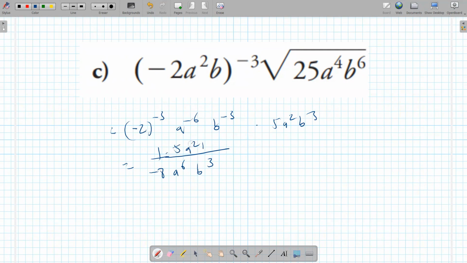So you get 5a^2, b^3. The b^3s are gone. A^-6 you have to throw down. So look at this, the final answer is 5 over -8, a^4. And you are done, okay?